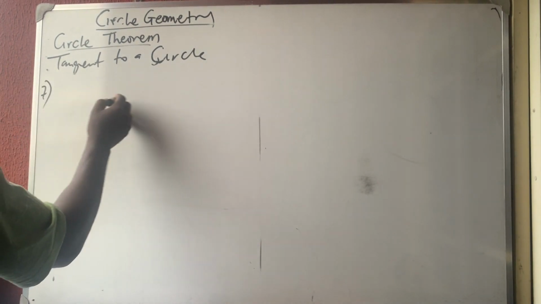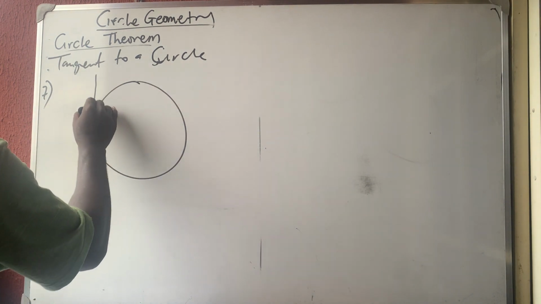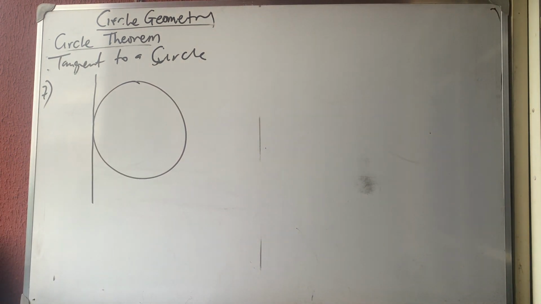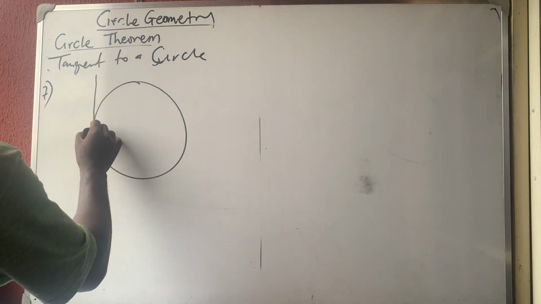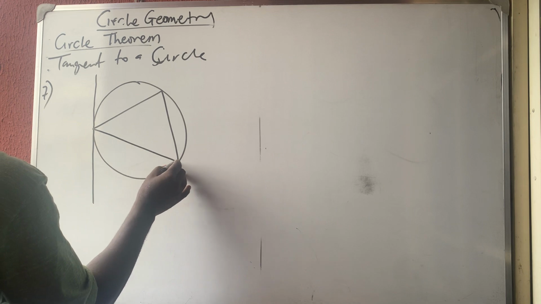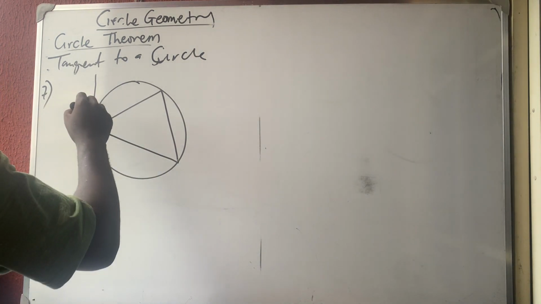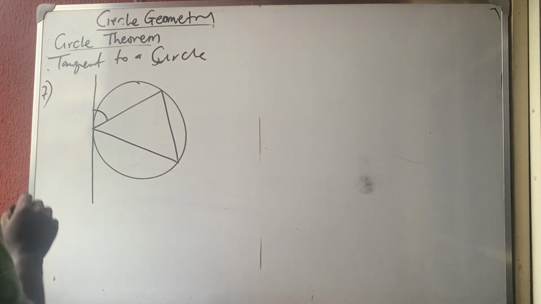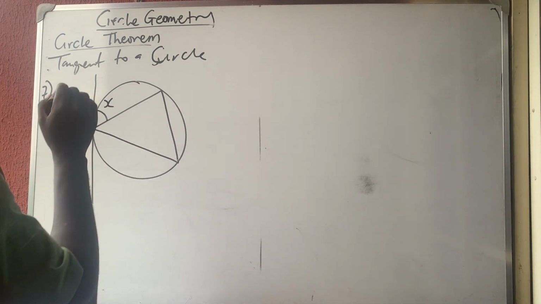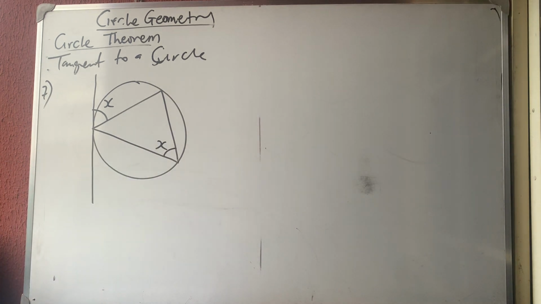Number 7, if I still have a circle like this and I have a tangent anywhere, let me just use this side. I have a tangent like this. Now, if you have a triangle inside it, it must be a triangle. You have a triangle inside it like this. Then this thing is simply saying that if here is x, this side must be x. As simple as that.